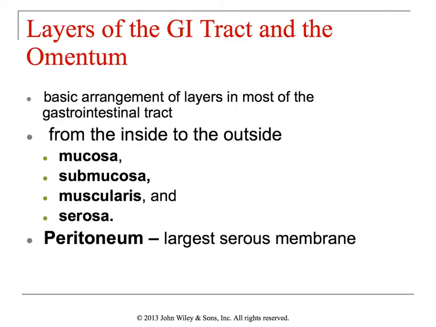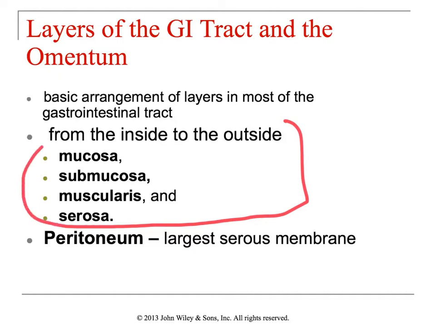So the idea is that there are 4 layers that are going to be found in all of the organs in the GI tract. Okay, so if we start at the inside and we work our way out, the innermost layer is going to be the mucosa. So the mucosa is what's going to touch the food.